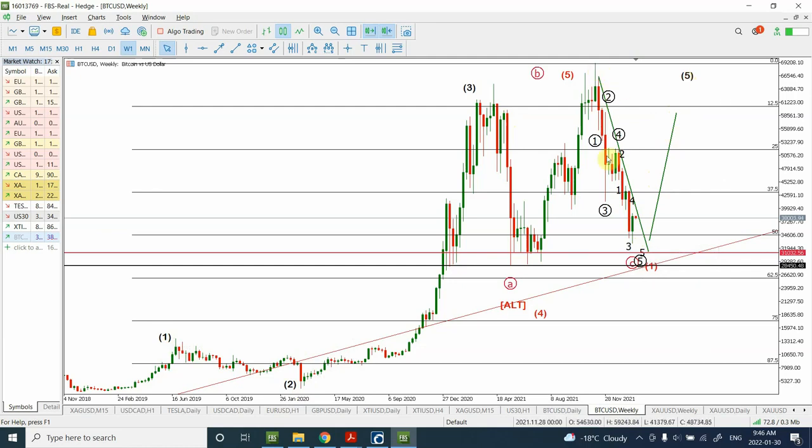So the price structure is going to be pretty much the same until price actually goes up and then comes down and breaks this point right over here. So 28,000, 30,000 is an important point until price actually breaks that.